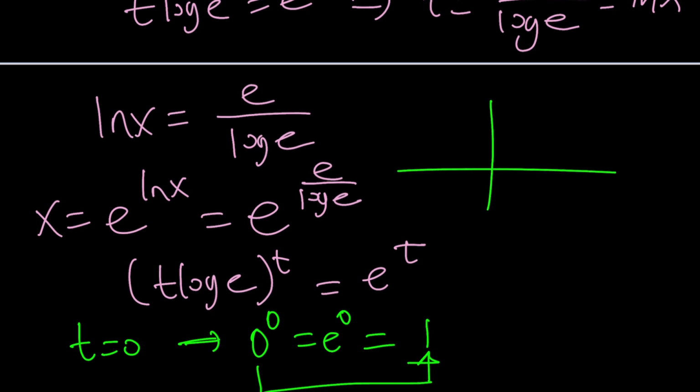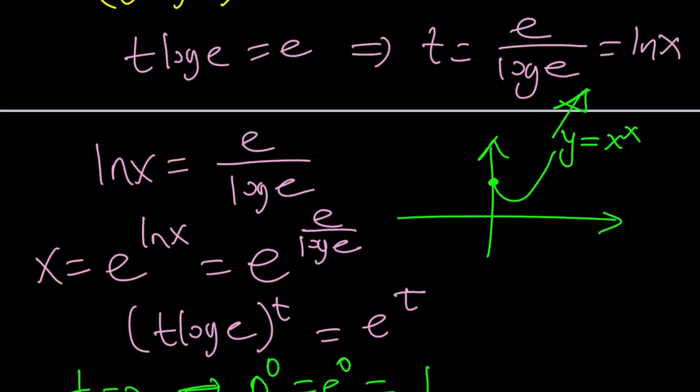You know why? I made a video, you can go ahead and check it out. But in the meantime, take a look at the graph of y equals x to the power x. At 0, y is equal to 1, because 0 to the power 0 is equal to 1. If you're not convinced, go ahead and check out my video. I'm going to share it right here. Anyway, so it looks like we got two solutions.